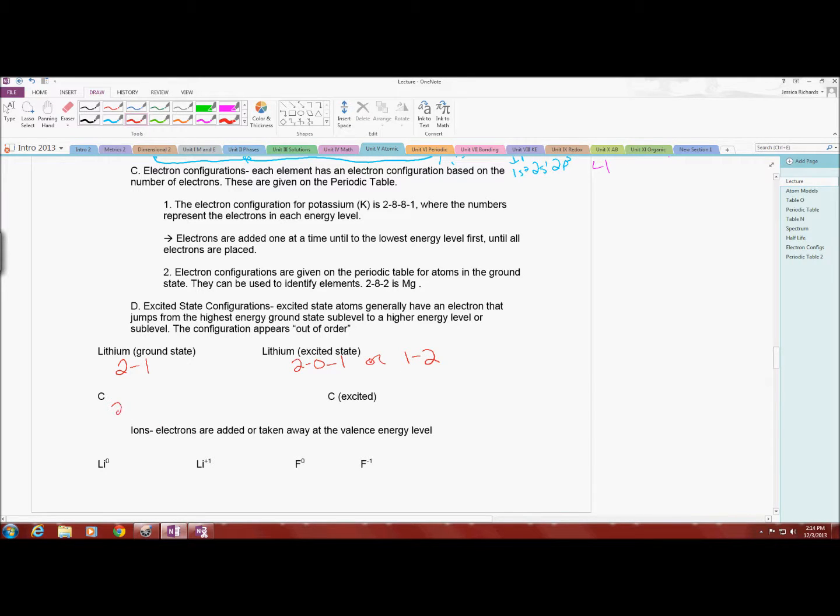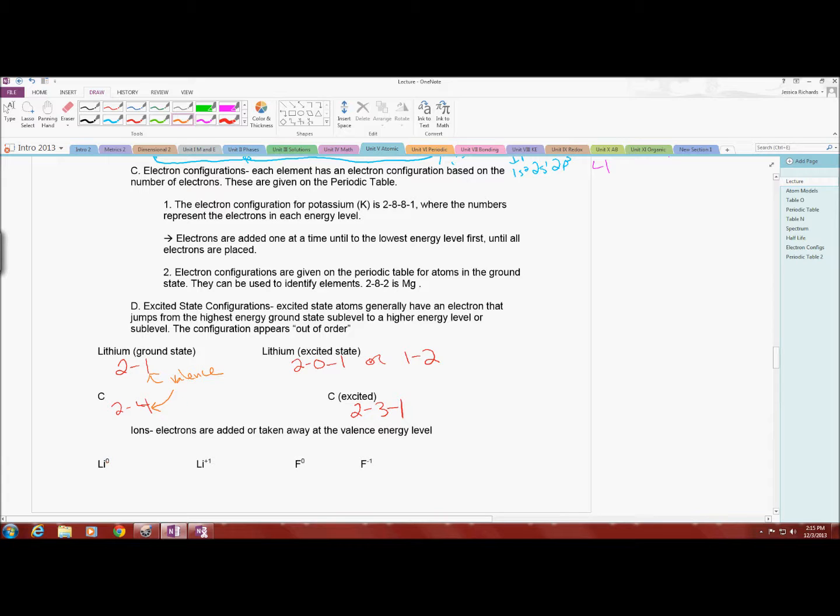Carbon in the ground state, 2-4. In the excited state, I would keep it as simple as possible. 2-3-1 would be the simplest way, and this way you know you haven't gone over the total numbers. The only other thing we need to look at are ions. When we make ions, we are adding or removing electrons, and we always add or remove them from what we call the valence energy level. This last number on any electron configuration is called the valence energy level. These are the electrons that are involved in chemical reactions.